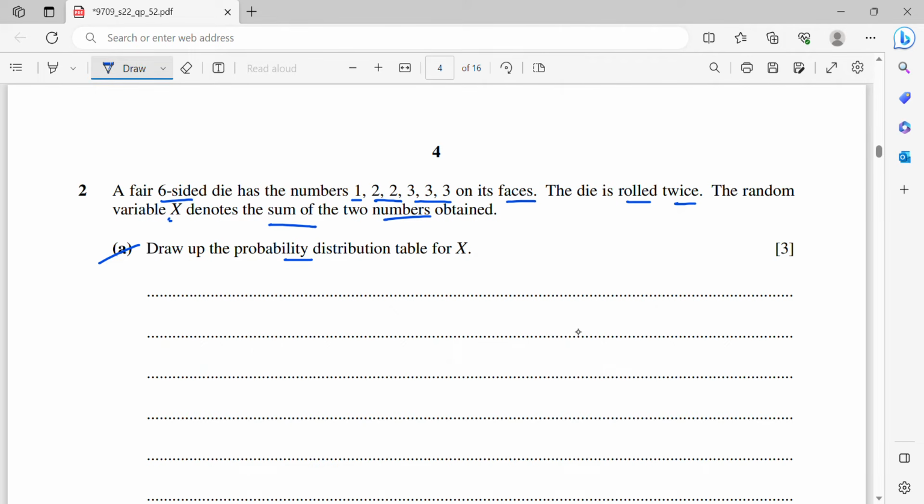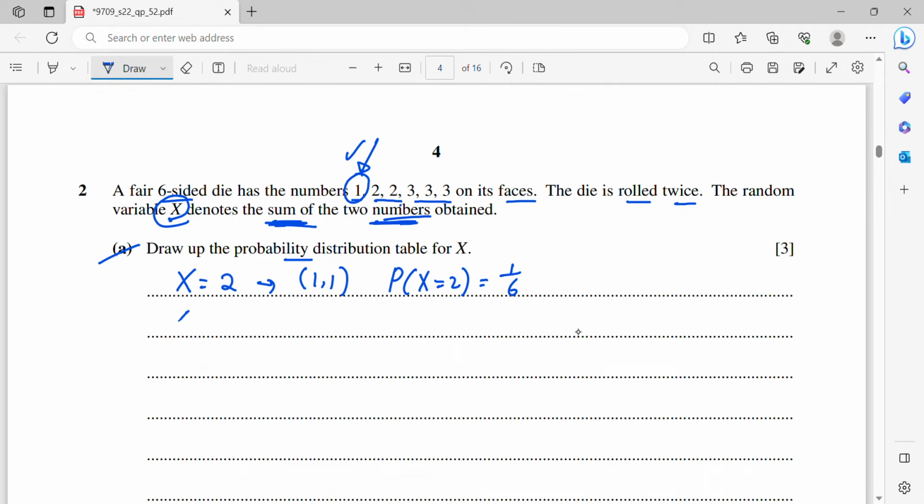Alright, so since our x is referring to the sum of two numbers, by looking at the smallest numbers on the dice, smallest is 1. So when you add it twice, that means smallest x becomes 2. So I figure out the first x will be 2. So this 2 comes from 1, 1. Right, so it means that you roll 2 times of number 1. So our probability of getting this will be 1 over 6 because there's only 1 out of the 6 faces.